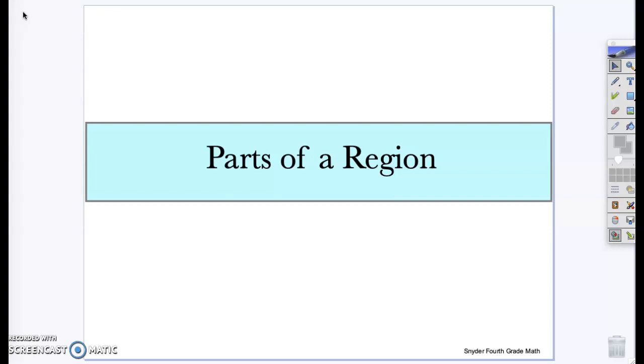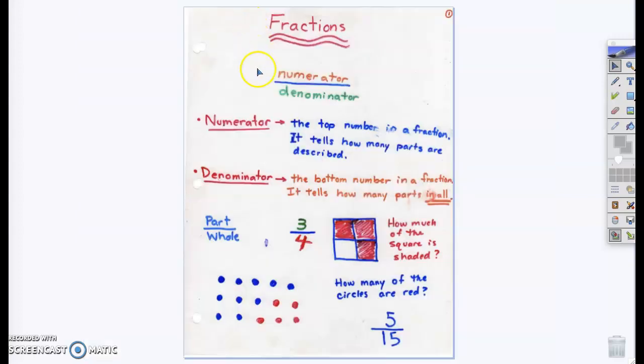First, we're going to talk about parts of a region. If we talk about fractions in general, when we represent a fraction, we have our numerator, which is the top number, and our denominator, which is the bottom number. Your numerator describes how many parts are being described. Your denominator tells how many parts are in all.